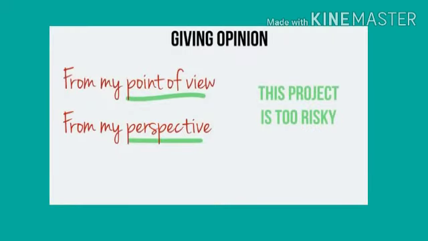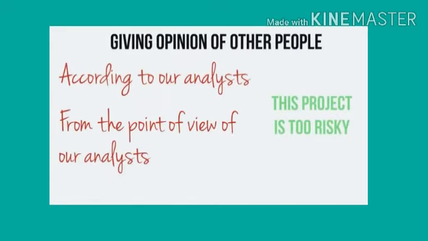More formal phrases to give an opinion. From my point of view. From my perspective. From my point of view, this project is too risky. From my perspective, this project is too risky. When you give an opinion of other people, you can use the phrase according to somebody. For example, according to our analysts, this project is too risky. Or from the point of view of somebody, or from somebody's point of view. From the point of view of our analysts, this project is too risky. Or from our analyst's point of view, this project is too risky.